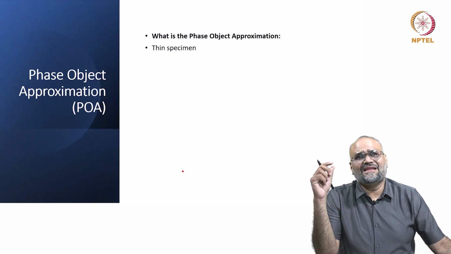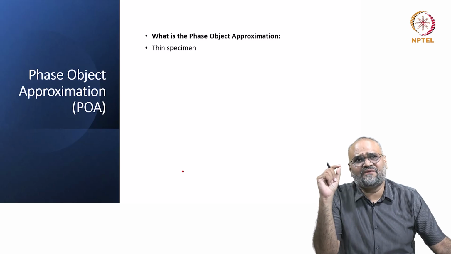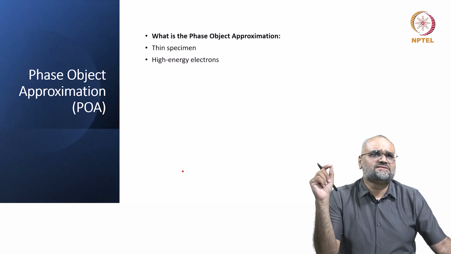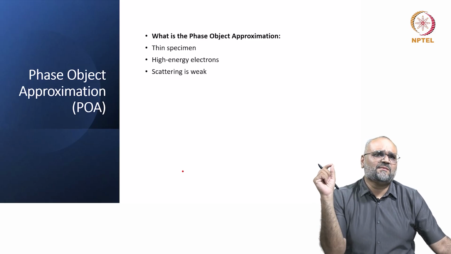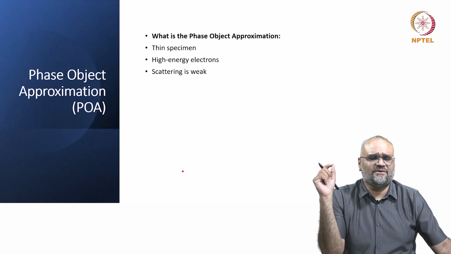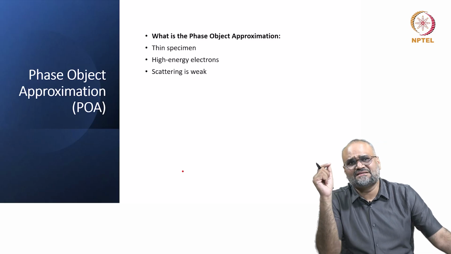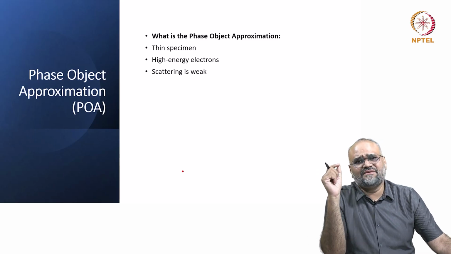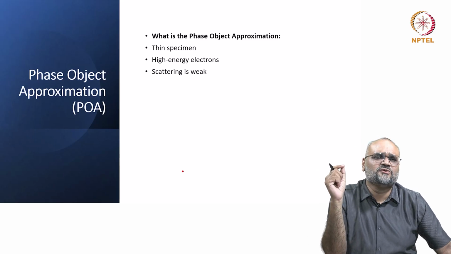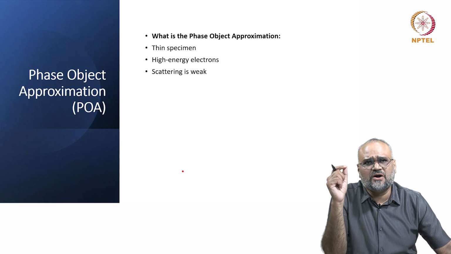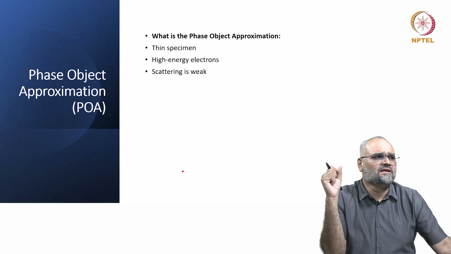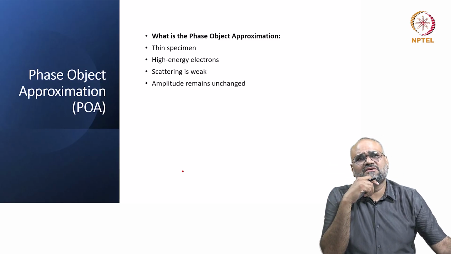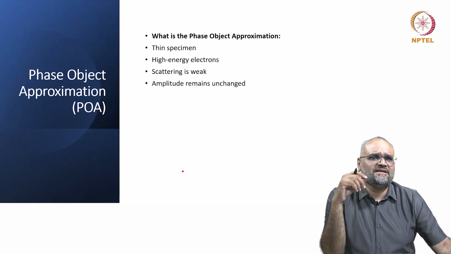You have a very thin specimen, you have very fast propagating electrons, high energy electrons, and the scattering is weak. This is what we established in our previous concepts as well. I wouldn't call it especially weak scattering, but the angles of deviation in a transmission electron microscope are known to be extremely small. So this is termed a weak scattering phenomenon, and the amplitude more or less remains unchanged.